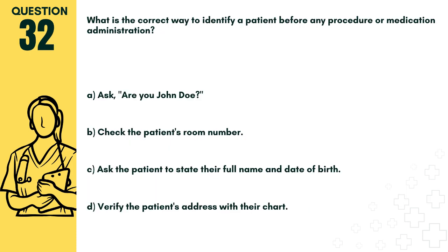Question 32. What is the correct way to identify a patient before any procedure or medication administration? A. Ask, "Are you John Doe?" B. Check the patient's room number. C. Ask the patient to state their full name and date of birth. D. Verify the patient's address with their chart.